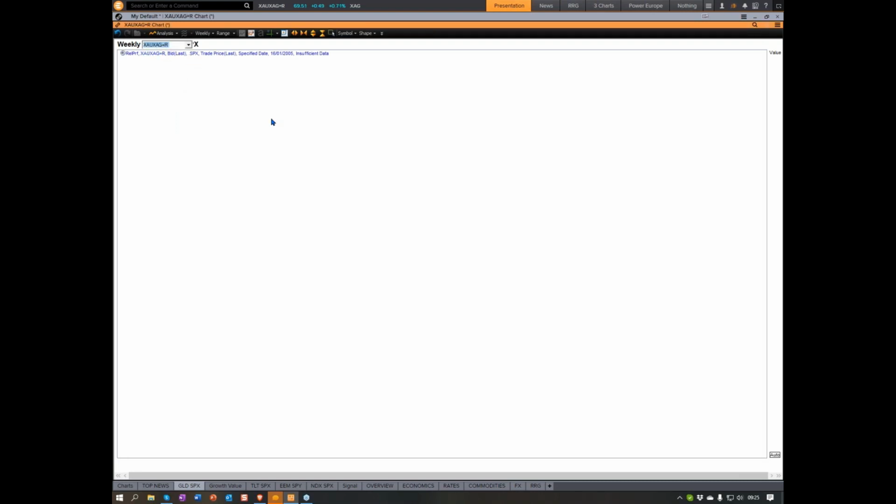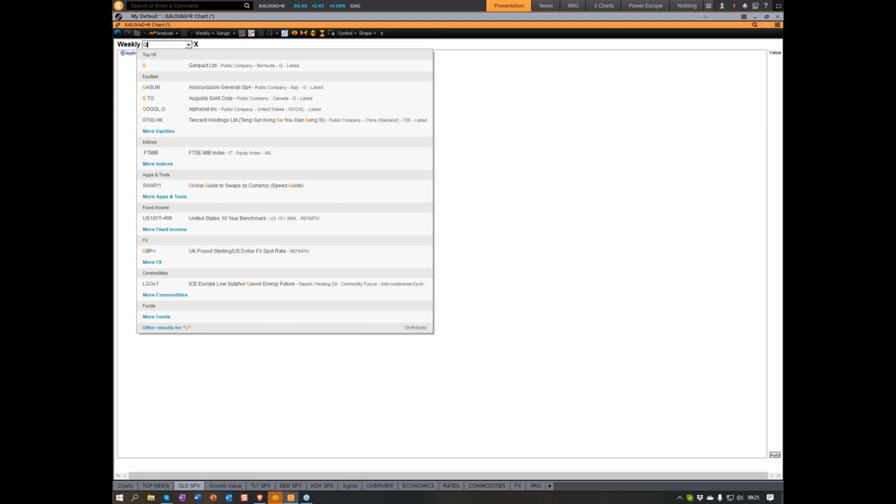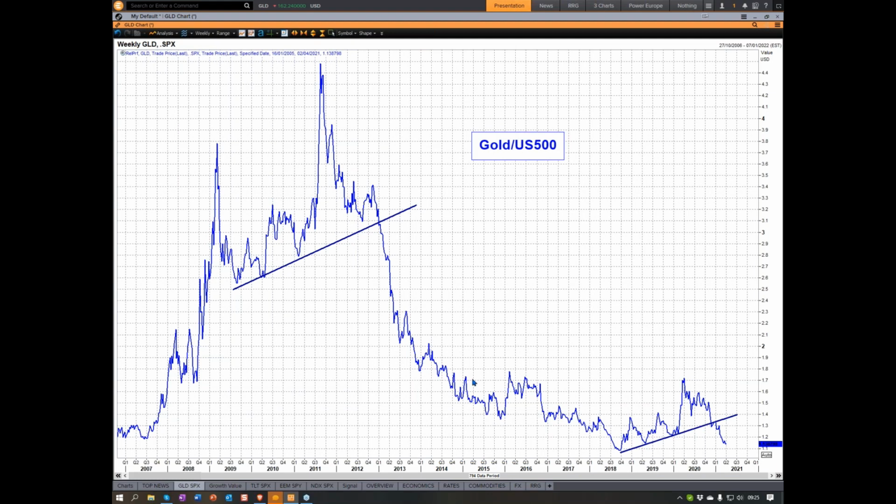So I'm going to use GLD, the ETF, for that. So is gold a good asset versus the S&P? So no is the answer. So this is gold divided by the S&P. Going down here is the underperformance of gold versus the S&P.